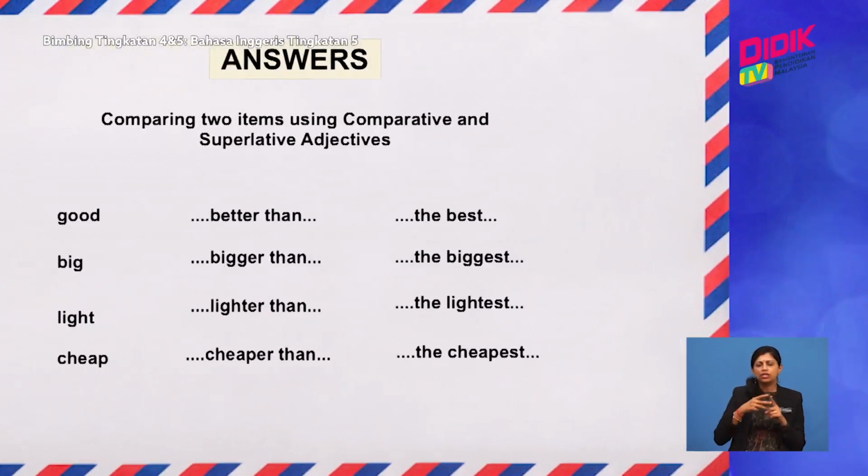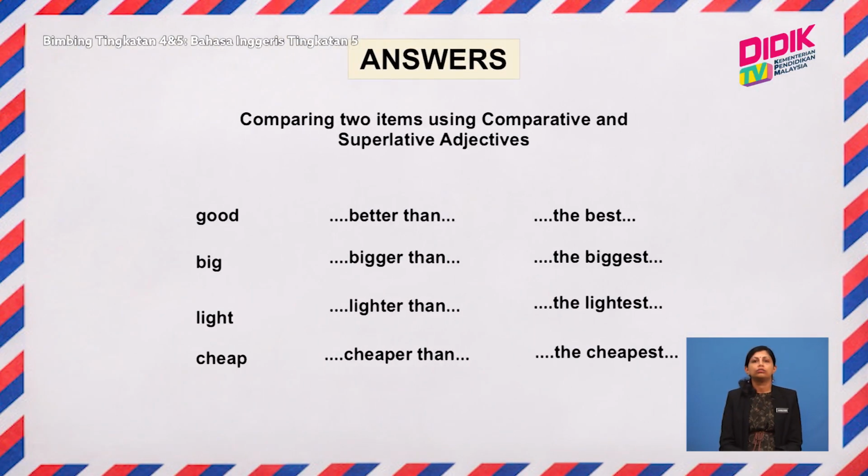Now some words are special. They take on a different form altogether, like the word good. Now when you compare 2 items, you cannot use gooder. That is wrong, okay? Because good is a unique word. So words like good or bad, alright, they have exceptions to the rule.